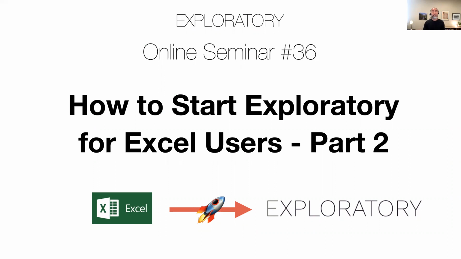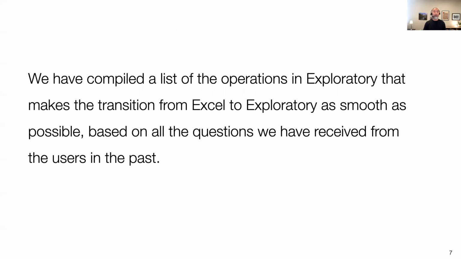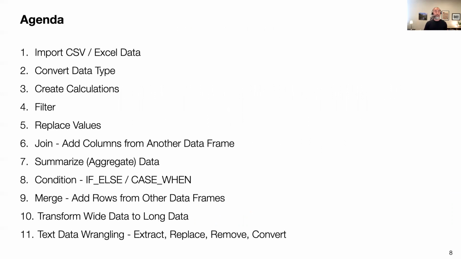So, Exploratory online seminar number 36: how to start Exploratory for Excel users, part 2. We have compiled a list of the operations, the kinds of things you can do in Exploratory, that make the transition from Excel to Exploratory as smooth as possible, based on all the questions we have gathered from users of Exploratory in the past. And we came up with basically 11 types of operations in Exploratory.